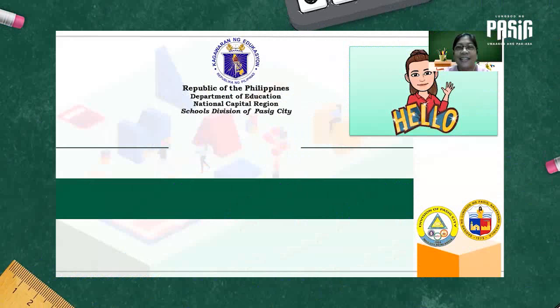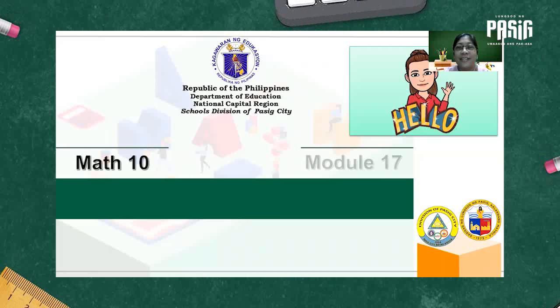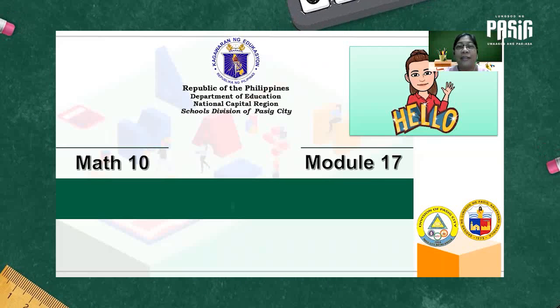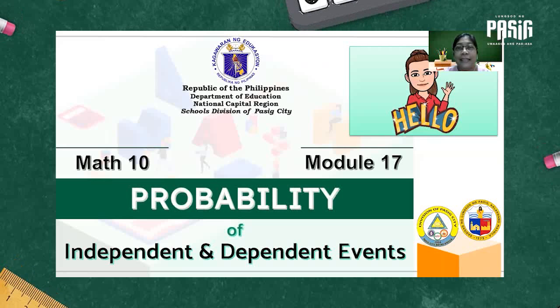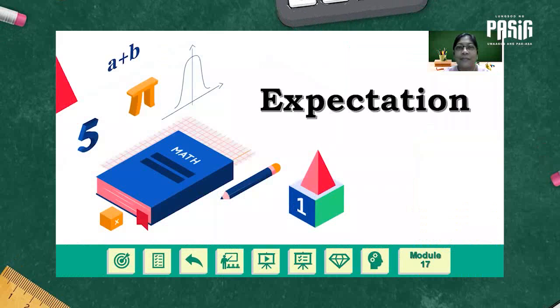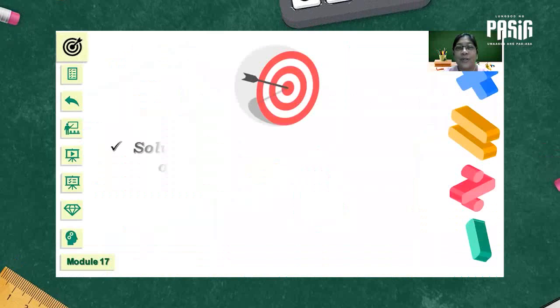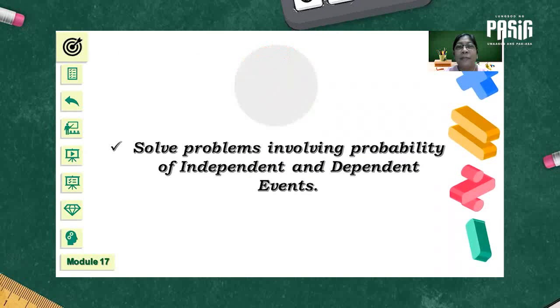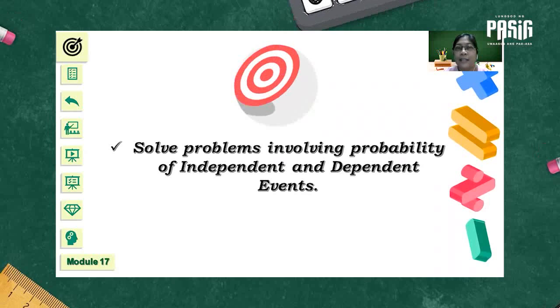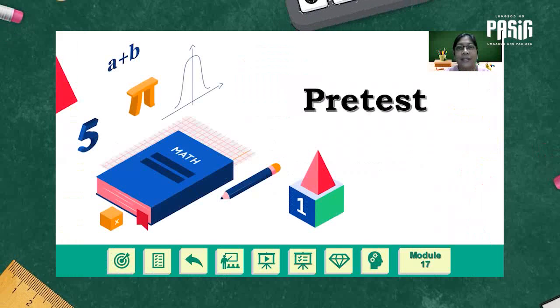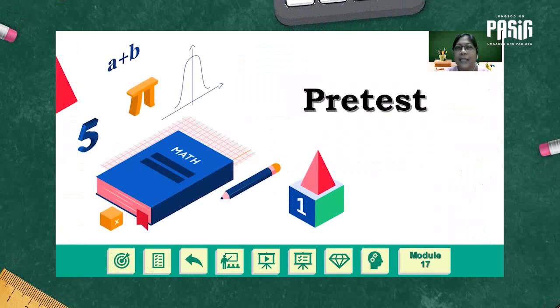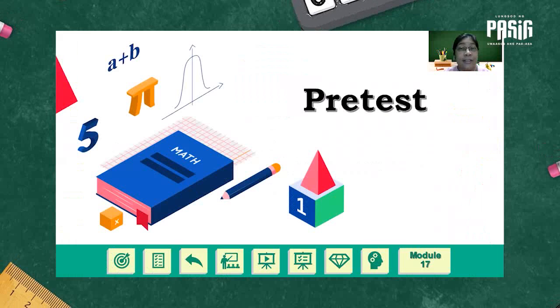Dear students, you are now ready for Module 17, which is about probability of independent and dependent events. After watching this video, you are expected to solve problems involving probability of independent and dependent events. Let's have a quiz first for you to have an idea of what independent and dependent events is all about.